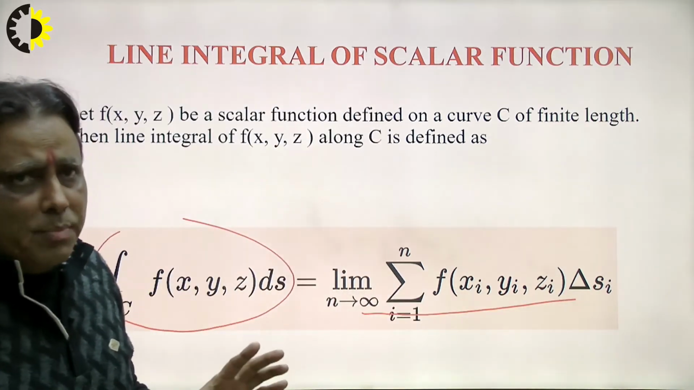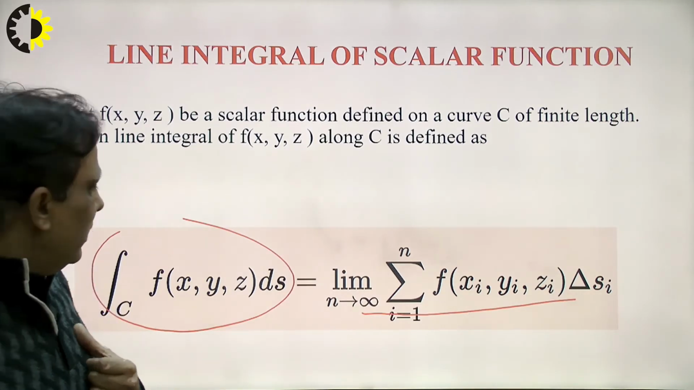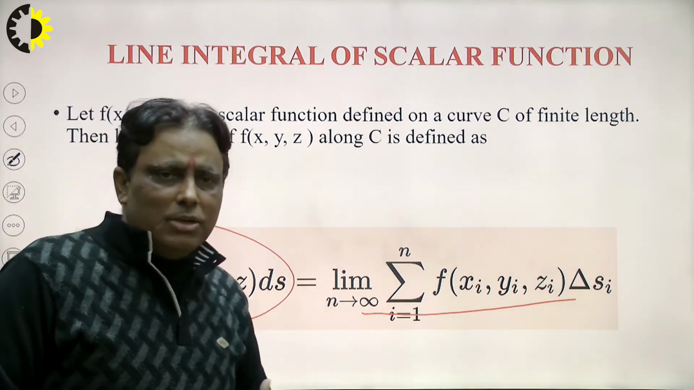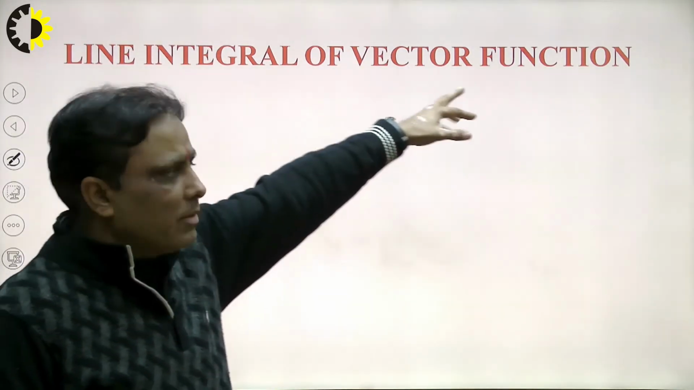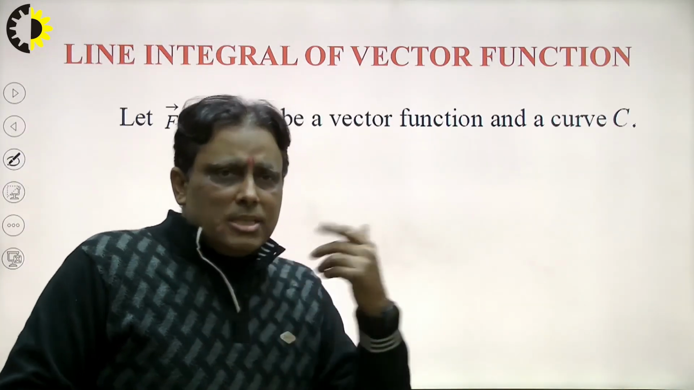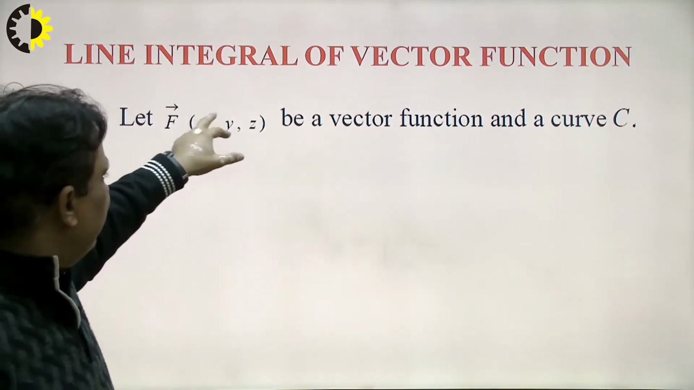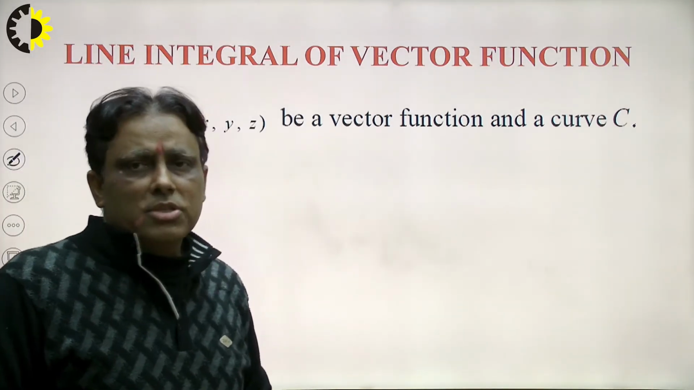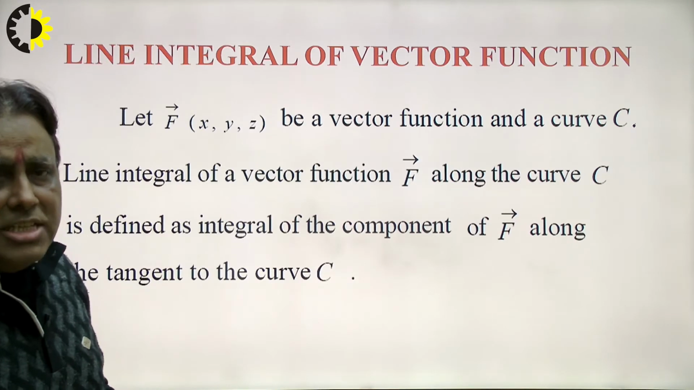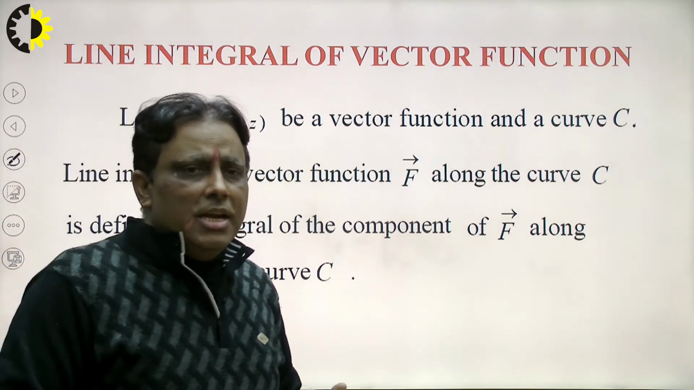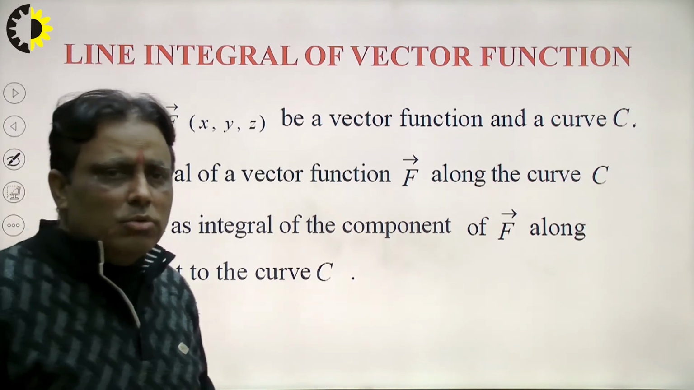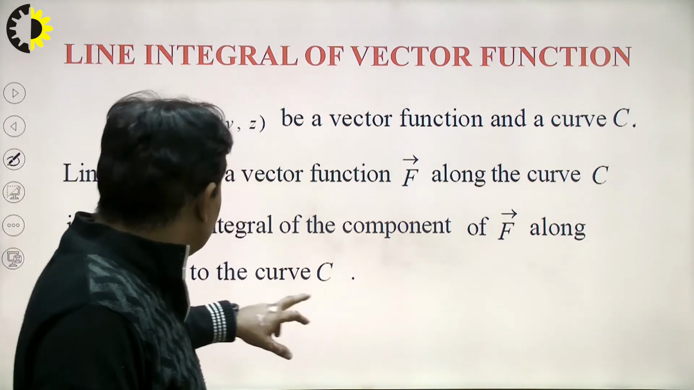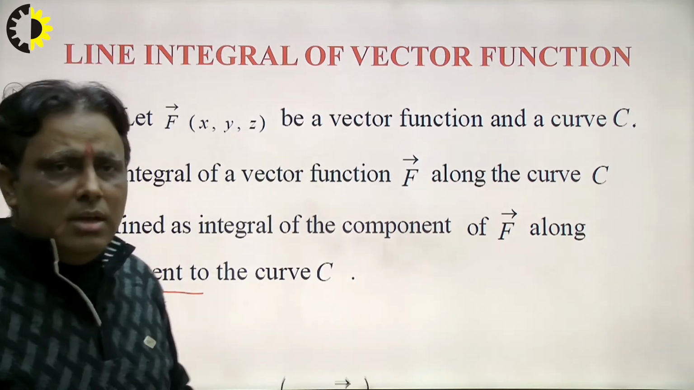Students study this topic in the 12th: how to calculate the limit as a sum by using the line integral. Now, the line integral of a vector point function. How to calculate? Suppose we have a vector point function f(x, y, z) on the curve C. Then the line integral of the vector point function over C is defined as the integral of the component of f along the tangent to the curve. That is the most important part: tangent to the curve.